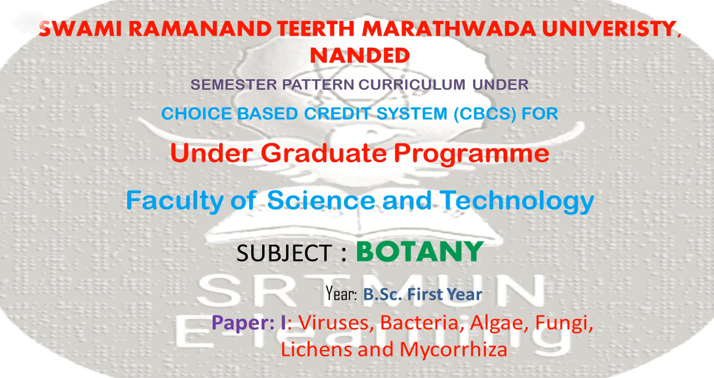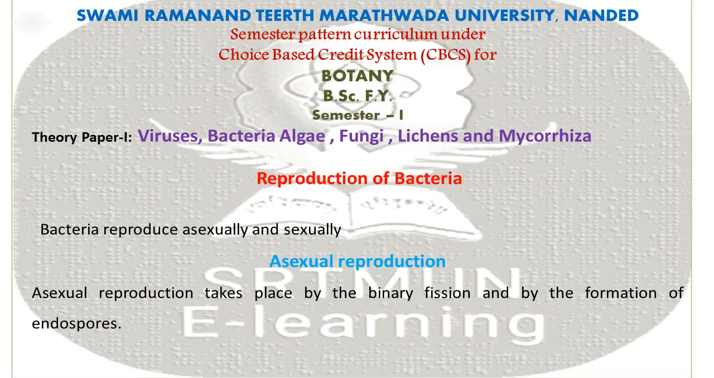Semester Pattern Curriculum under Choice Based Credit System (CBCS) for undergraduate program. Faculty of Science and Technology. Subject Botany, Year BSc First Year. Paper First: Viruses, Bacteria, Algae, Fungi, Lichens and Mycorrhiza. Now start the chapter. Continue.